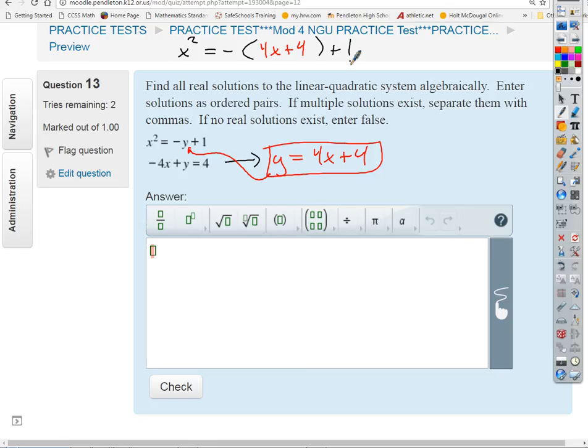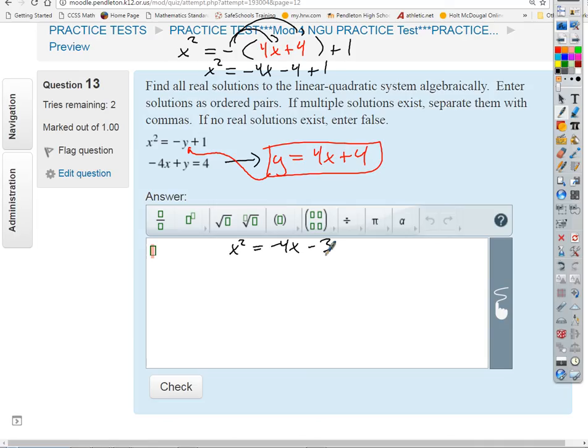So I got negative y plus 1. So I can simplify that, right? That's just going to give me x squared equals negative 4x, if I distribute that negative 1, negative 4x minus 4 plus 1. In other words, x squared equals negative 4x minus 3. Okay? So it's a quadratic equation.